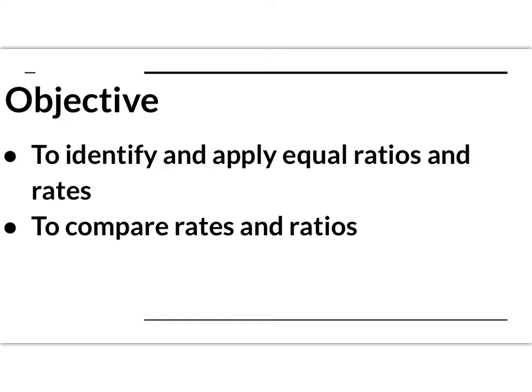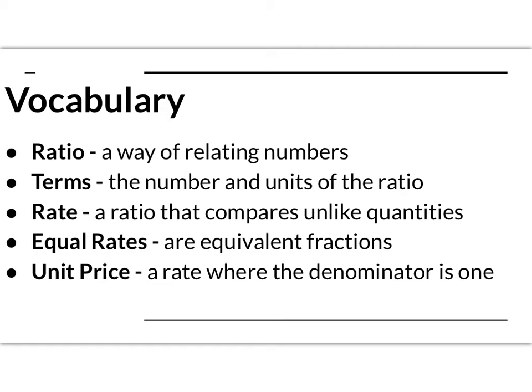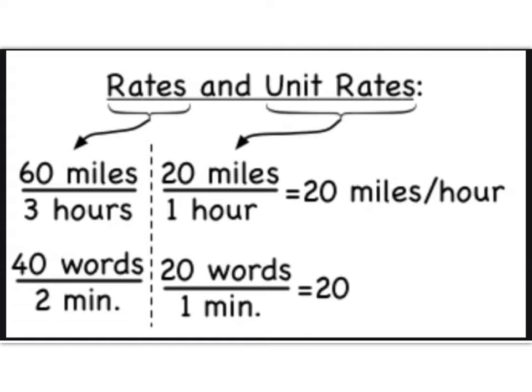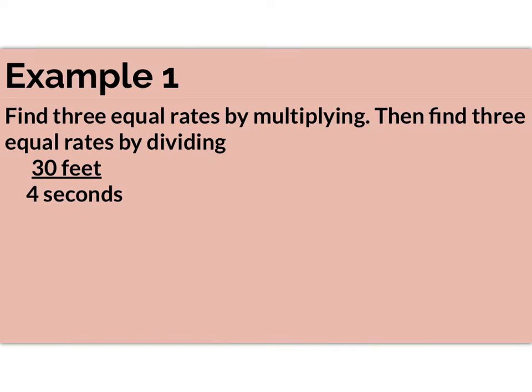Here's our objective, our vocabulary. I believe we've seen all of these things before. Unit price is the same as unit rate. But when we say unit price, we're talking about the price, the cost of an item. Okay, we've seen this before. The unit rate, on the right, the denominators or the bottoms of the fractions are 1.